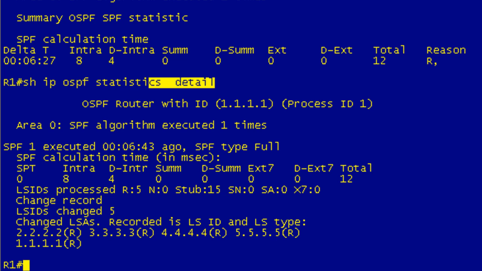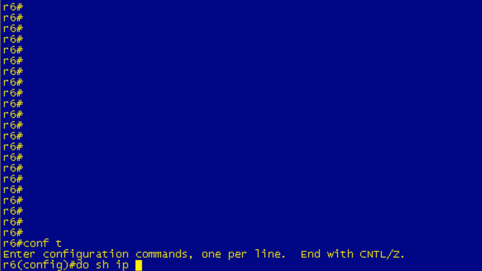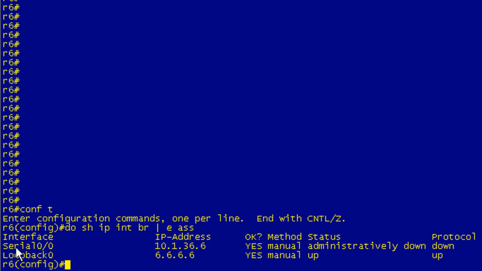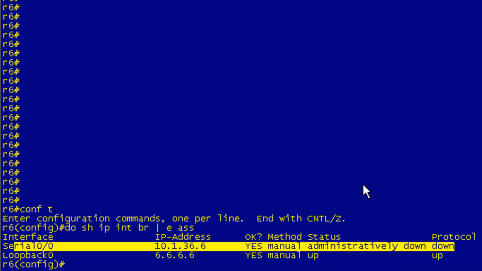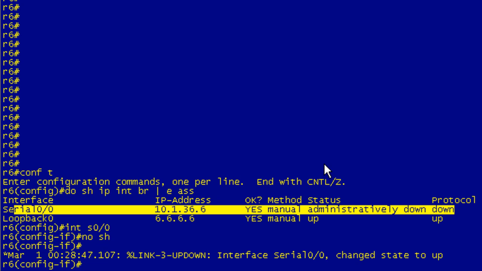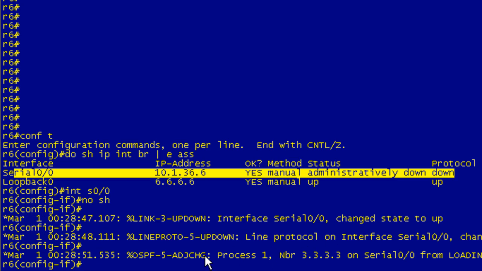So speaking of topology changes, let's pop on over to R6. I'm going to get into configuration. I'm going to do show IP interface brief, exclude assigned. And you can see here that 0/0 is administratively down. So what I'm going to do is go into that interface and issue the no shut. That's going to bring that up. We should see a message here saying that the OSPF neighbor is up. Interface comes up, and there you go.